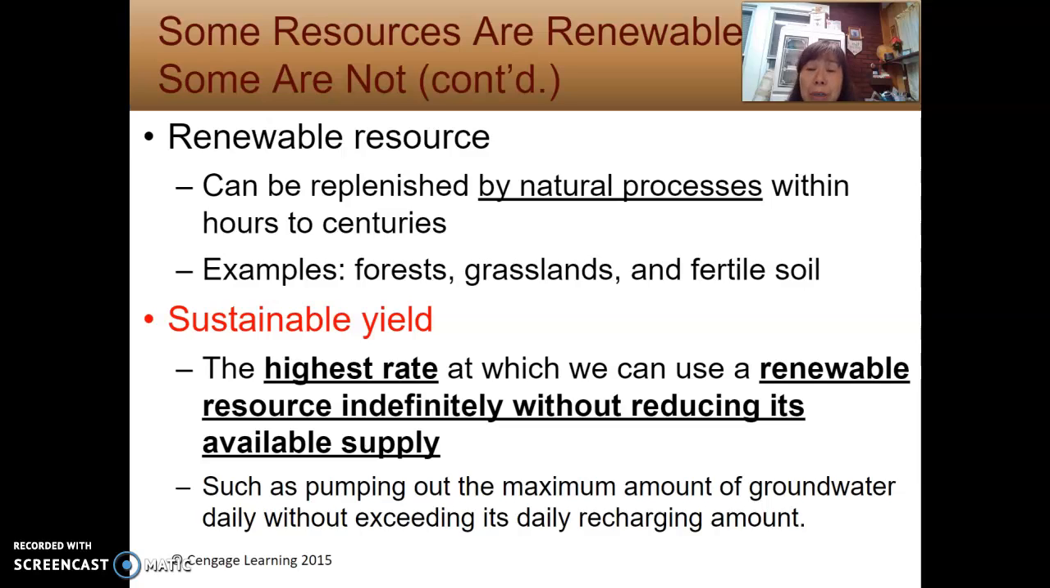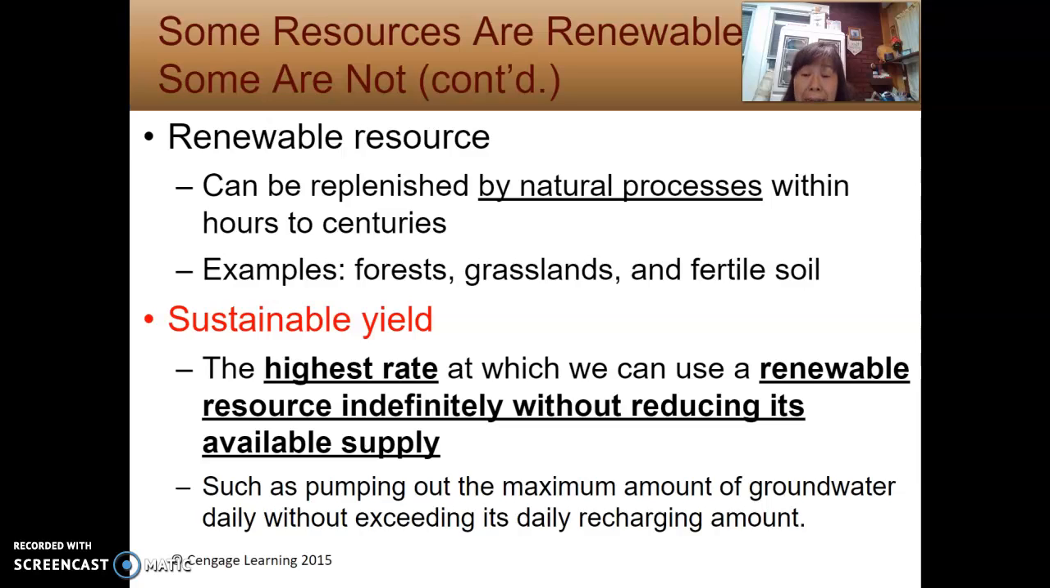And then for renewable resource, this one can be replenished by natural processes within hours or a century, maybe over 100 years. Examples like forests, grasslands, and fertile soils. They can take a little bit longer. However, over 100 years, they will come back to us.